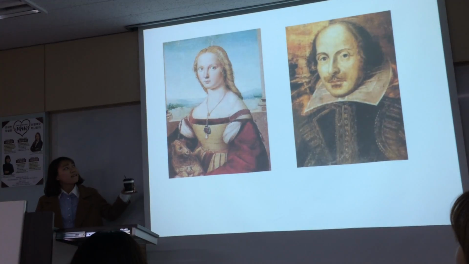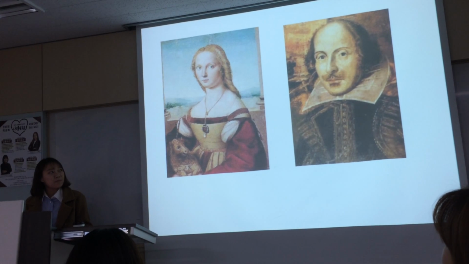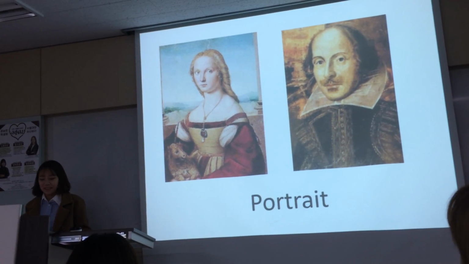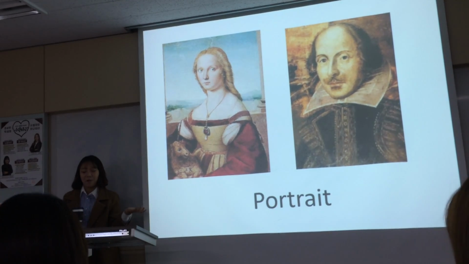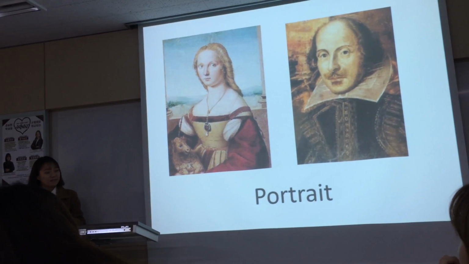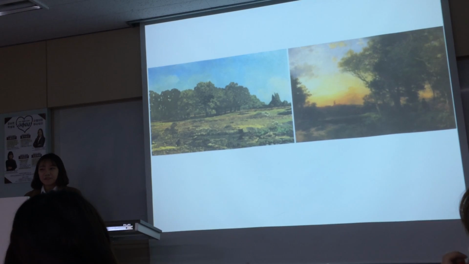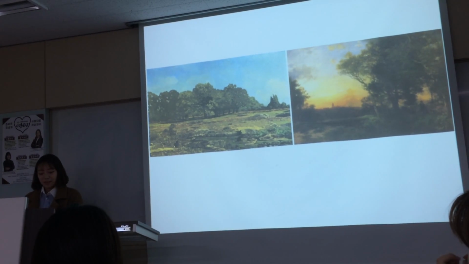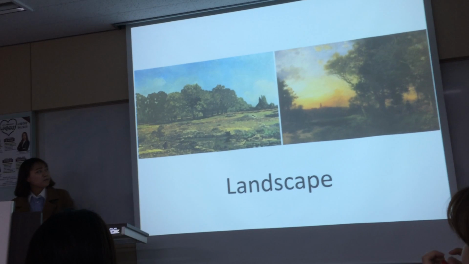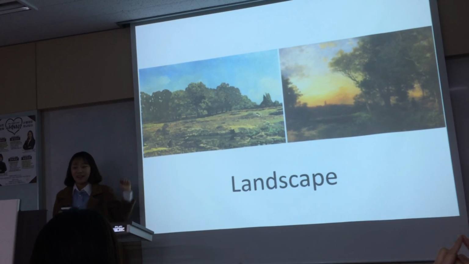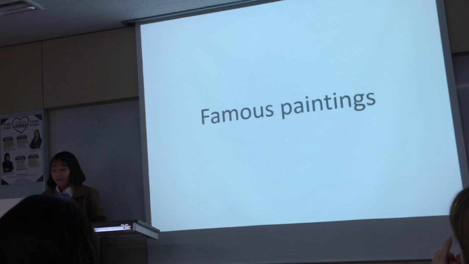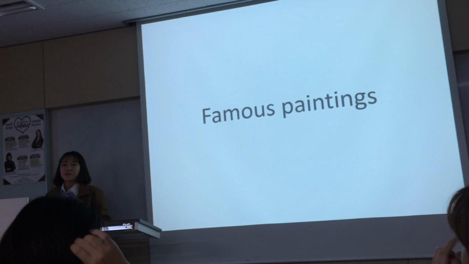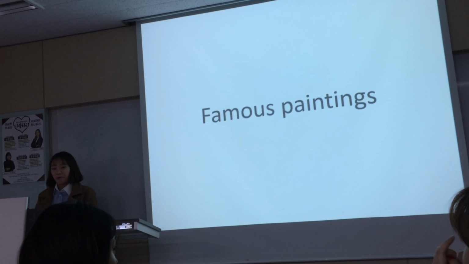Just like this, the pictures that describe people are called portraits. In portraits, we describe the face of people, their hairstyles, or what kind of clothing they're wearing. And the pictures that describe the view are called landscapes. They describe trees, skies, or the leaves that you see outside. So let's take a look at some famous paintings that you may have seen before.